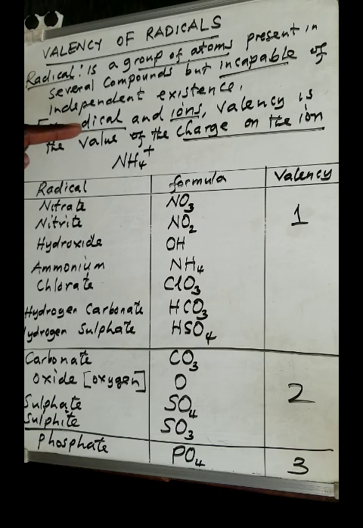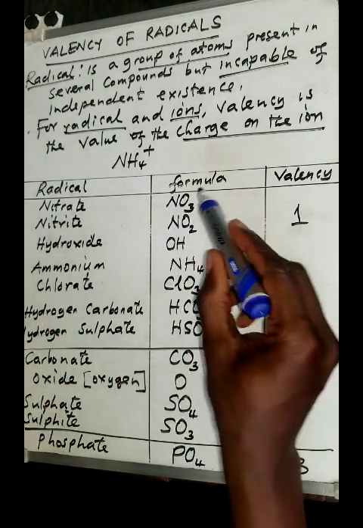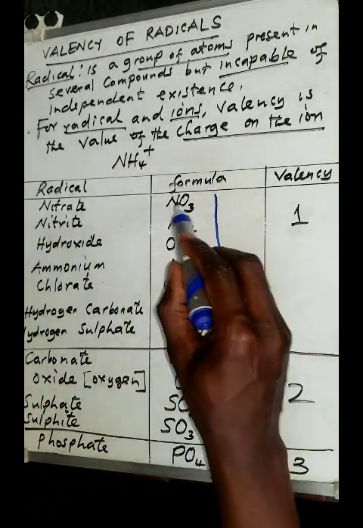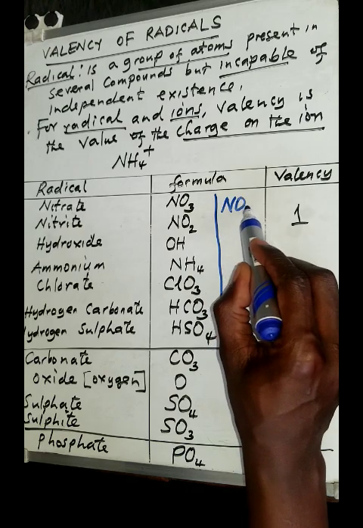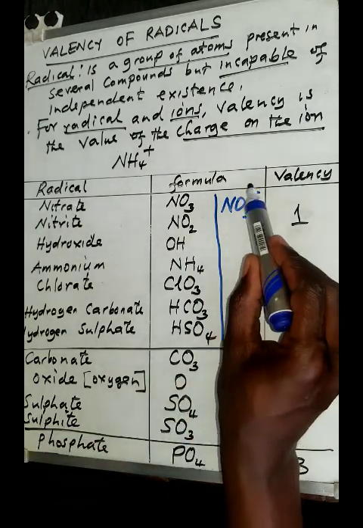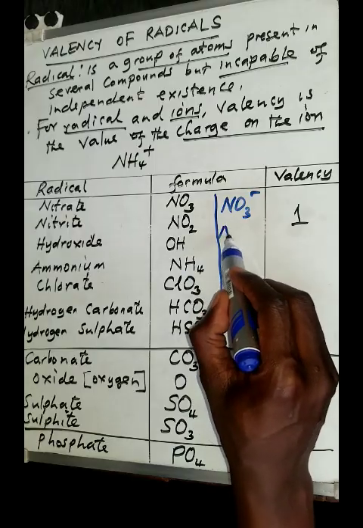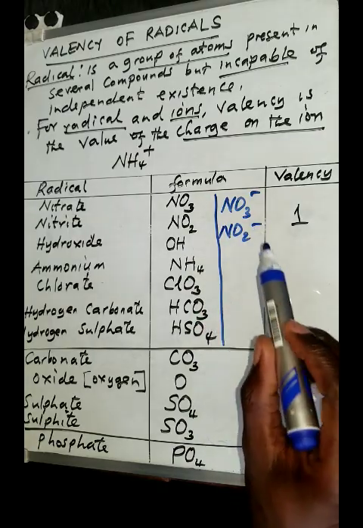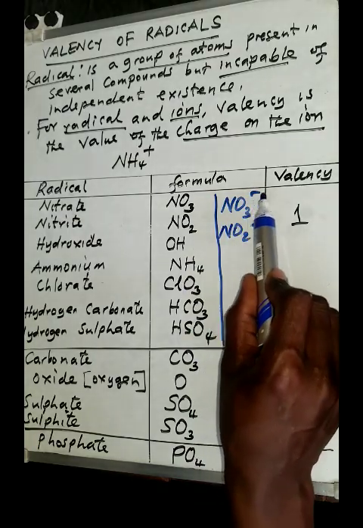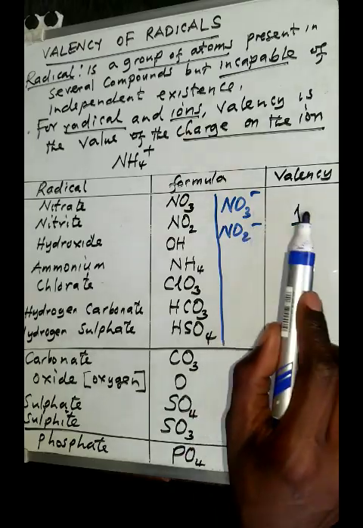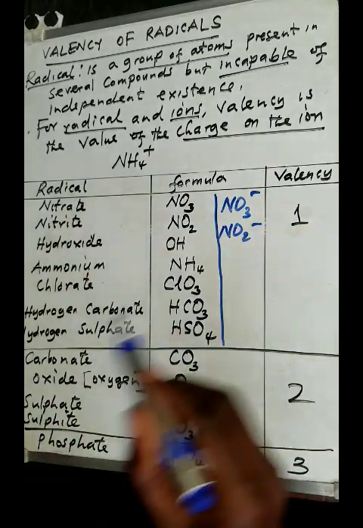So like I said, for radicals and ions, valence is the value of the charge on the ion. In most cases, you are going to find that when these formulas have been written, for example nitrate, NO3, you may find a negative there. That negative tells you that it has a valence of 1. Nitrite, we may also write it like that. But remember, we are not interested in those charges. We are interested in the number, because that is the valency.